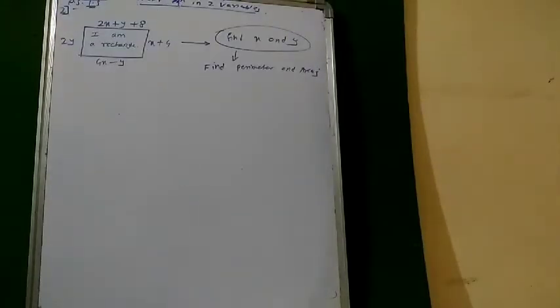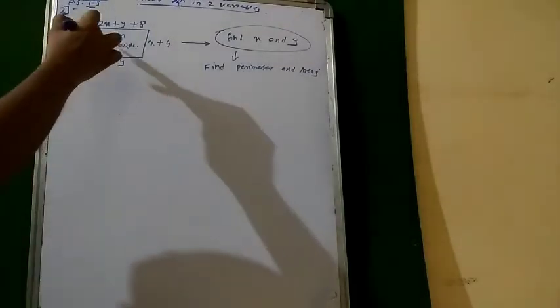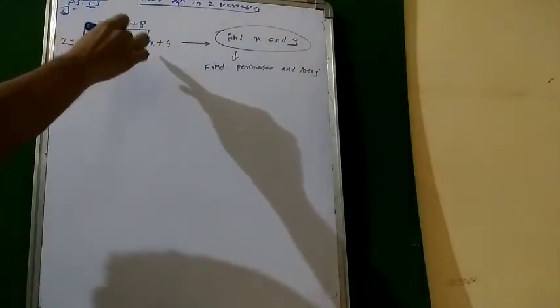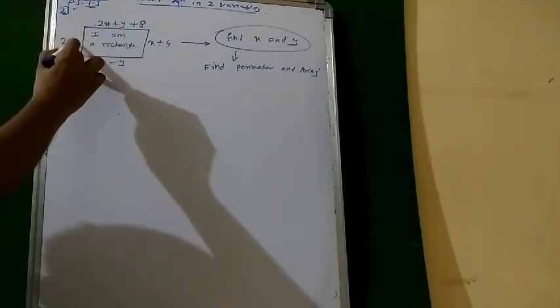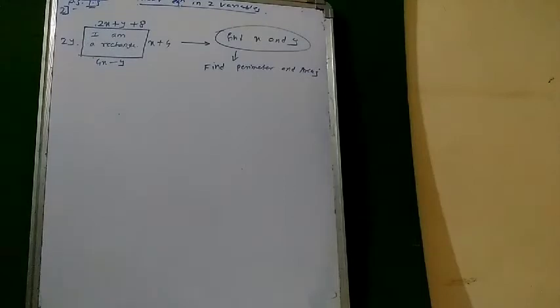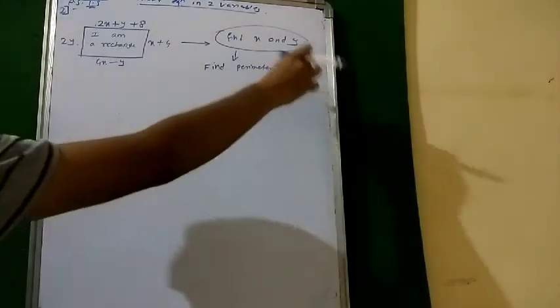Okay, now we'll move to the second problem. We have a diagram given over here. This is a rectangle, and in a rectangle we know that opposite sides are equal. This side is equal to this side. With the help of this, we need to find x and y. And after finding x and y, we need to find the perimeter and area of the figure.